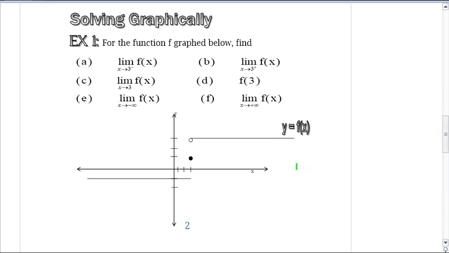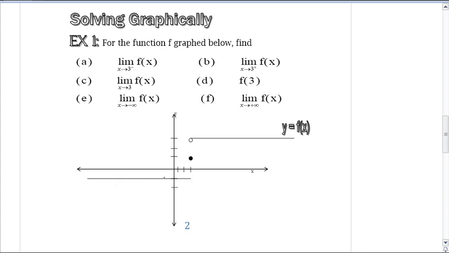Okay, so let's start example 1. It says, for the function f graphed below, find all of the following. Now I know you're a little intimidated. I don't want you to be. We're going to take it one step at a time. So let me grab my lucky marker, Mr. Blue. And here it says for part A, limit as x approaches 3 from the left-hand side.